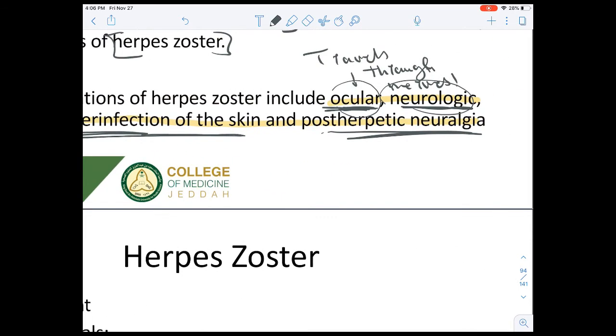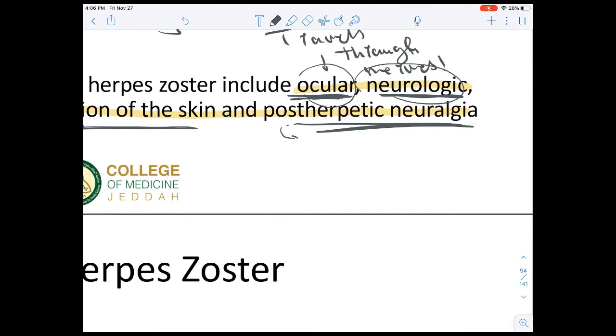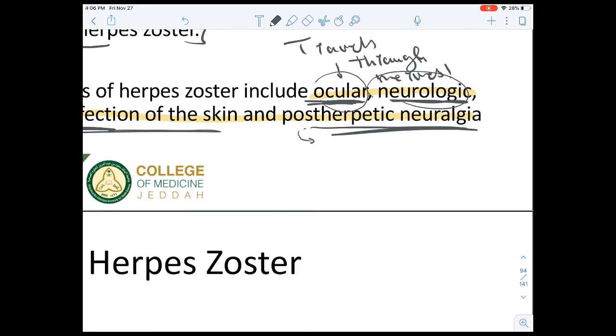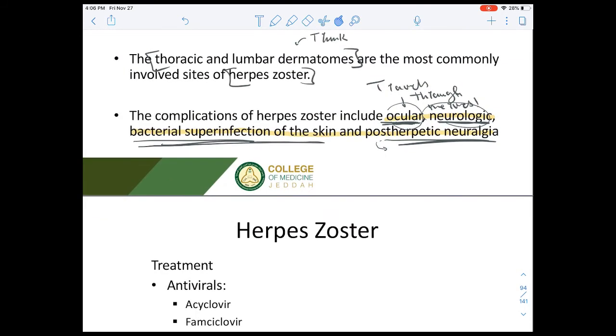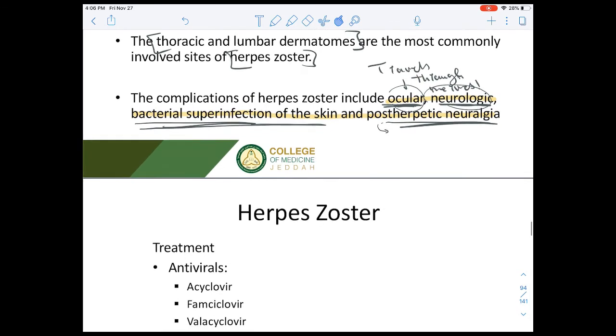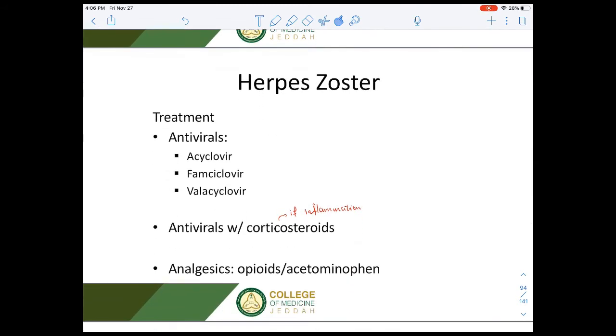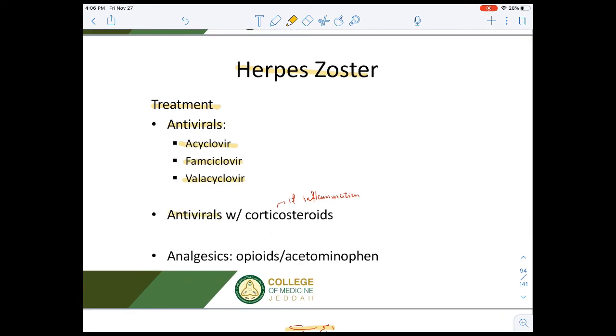And for postherpetic neuralgia, what is this? This is when you have severe pain persisting even after the rash disappears. And that is why sometimes you might continue the treatment after the rash disappears, because there is still this neuralgia. So the patient would continue taking opioids and acetaminophen even after the rash disappears. For herpes zoster, the treatments include antiviral drugs, so acyclovir, famciclovir, valacyclovir, antivirals with corticosteroids if inflammation actually exists, and analgesics. Again, it's very painful, so opioids and acetaminophen.